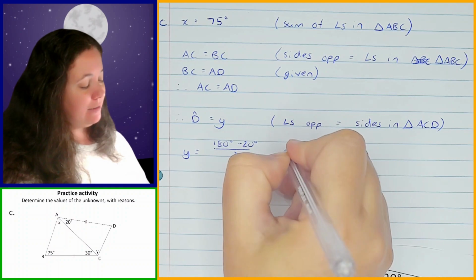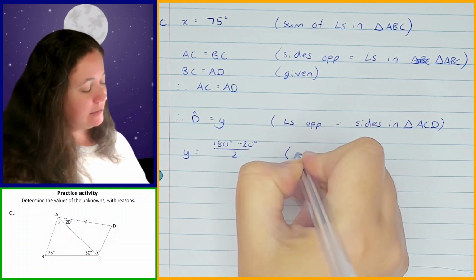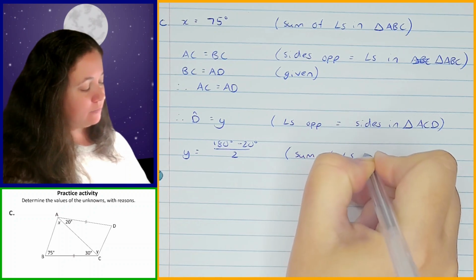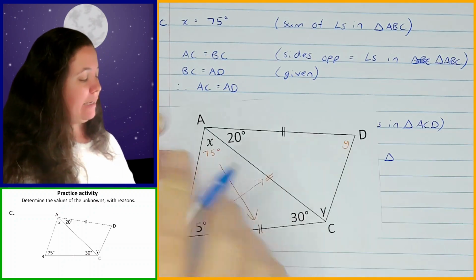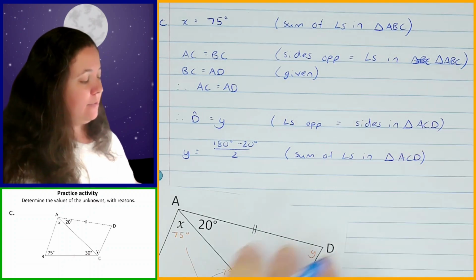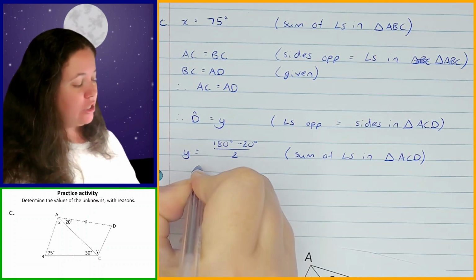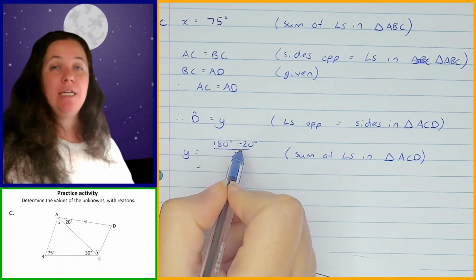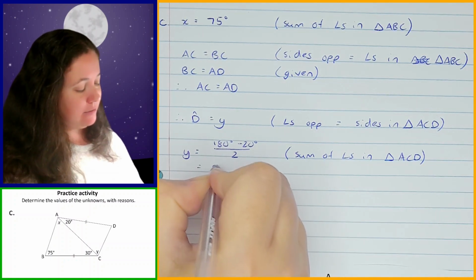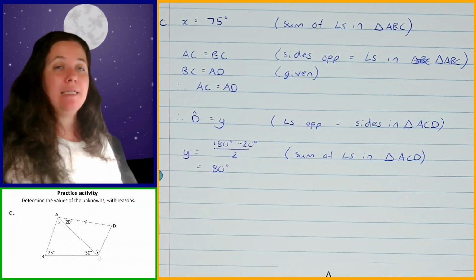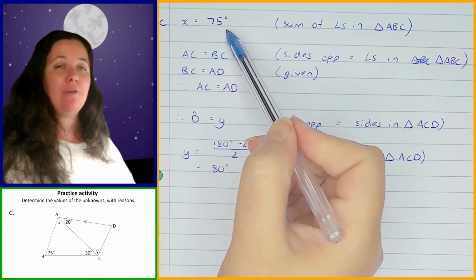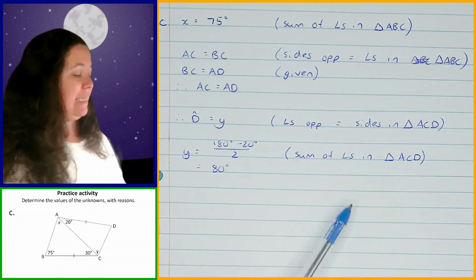My reason is because it is the sum of the angles in triangle ACD. Okay, so now we can go and work that out. So 180 minus 20 degrees is 160, divided by 2 is 80 degrees. So that means that Y is equal to 80 degrees. So that's what you should have got for question C, that X is 75 degrees and Y is 80 degrees.